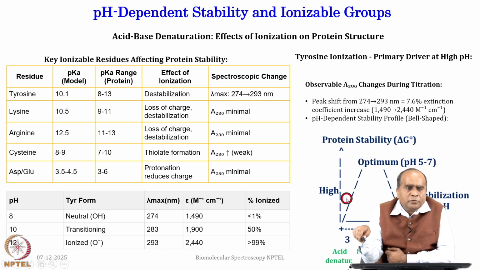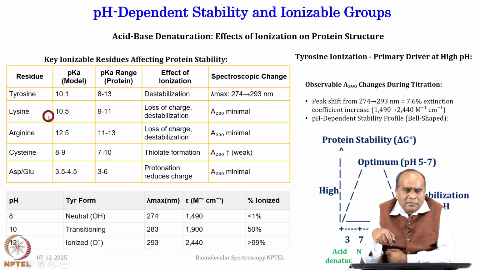Now, that was urea dependent. We can have a pH dependent stability of ionized groups. So, in acid base denaturation one can have the effect of ionization on protein. As we discussed a few minutes back, or in the previous class, tyrosine has a pK of around 10 and the pK range for stability is 8 to 13. The effect of ionization can destabilize, right. So, what is the spectroscopic signature? It shifts the lambda max. 274 is for normal, and when it gets ionized it goes to 293.